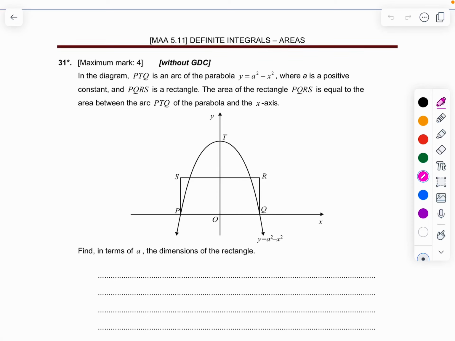This is part 2 of the video for definite integrals areas. In part 1 we have completed up to questions 1 to 30. Now it is from question number 31.